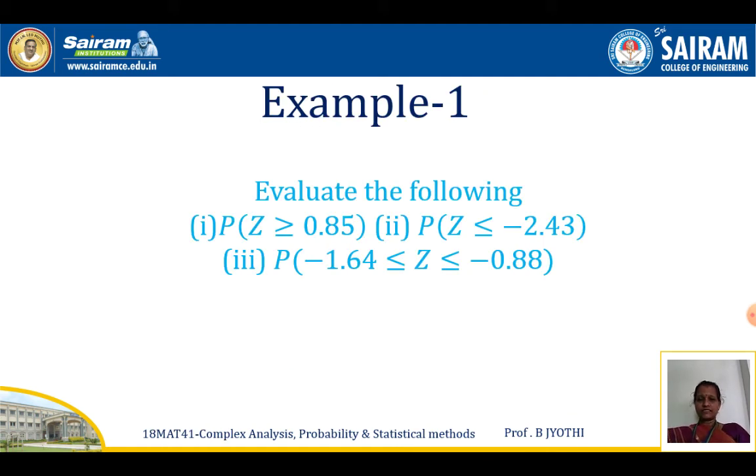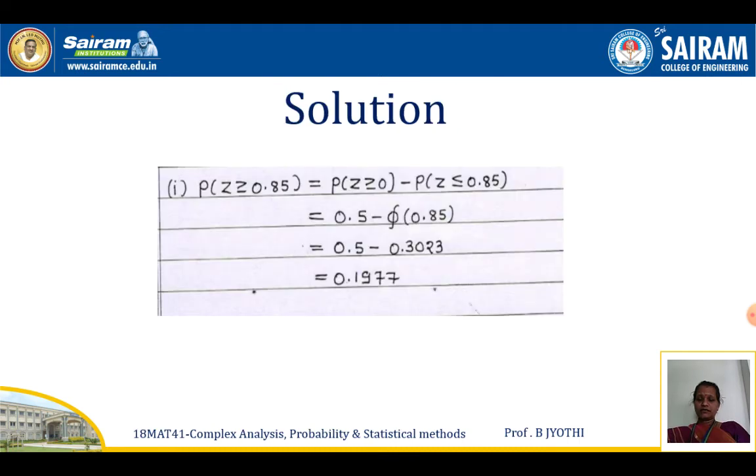Now let's see the example. Evaluate the following: P(z ≥ 0.85), P(z ≤ minus 2.43), and P varying between minus 1.64 to minus 0.88. These are the values we are having. Let's see the calculation. First is z ≥ 0.85. That means P(z ≥ 0) minus P(0 ≤ z ≤ 0.85). We have to check it.